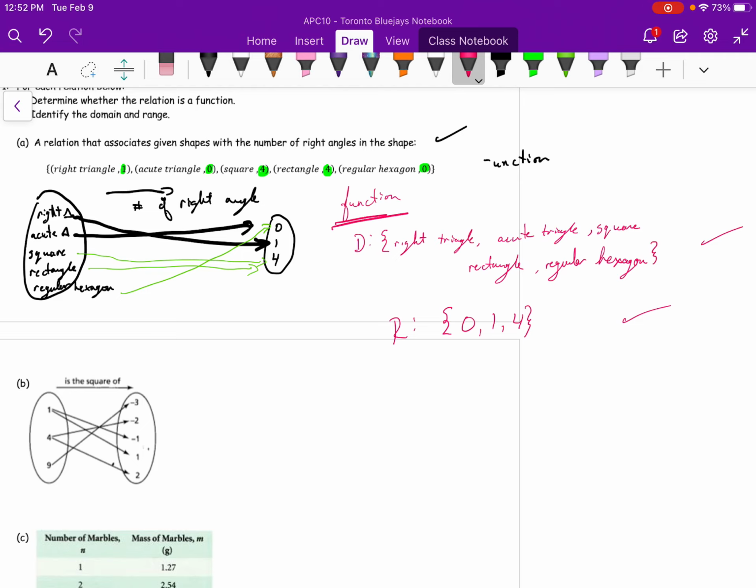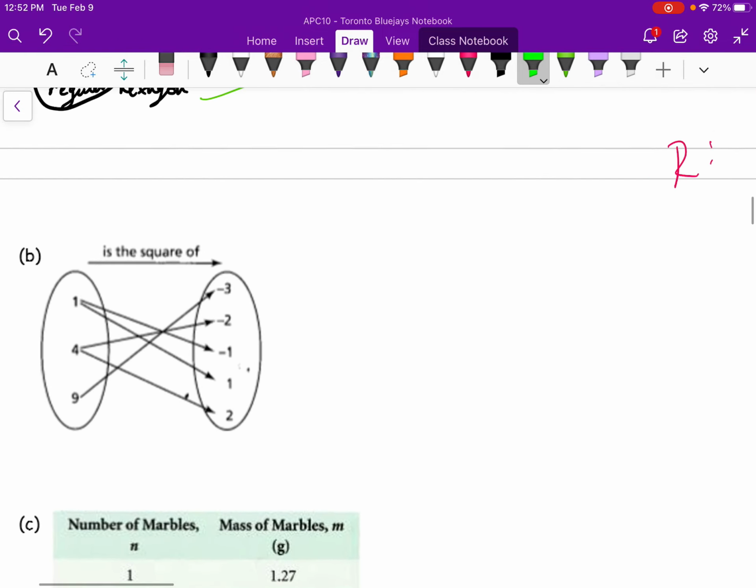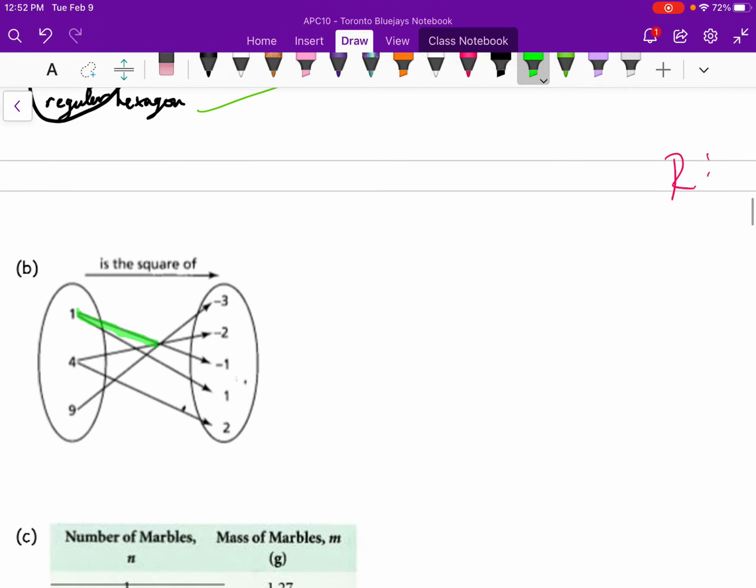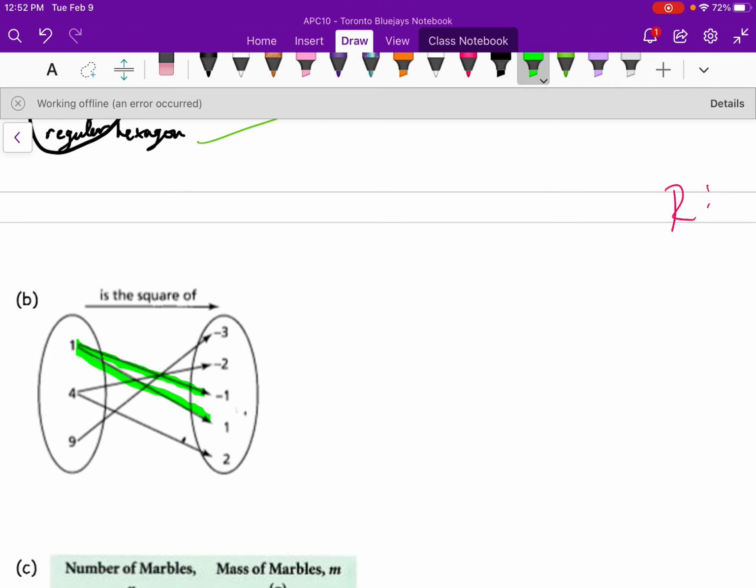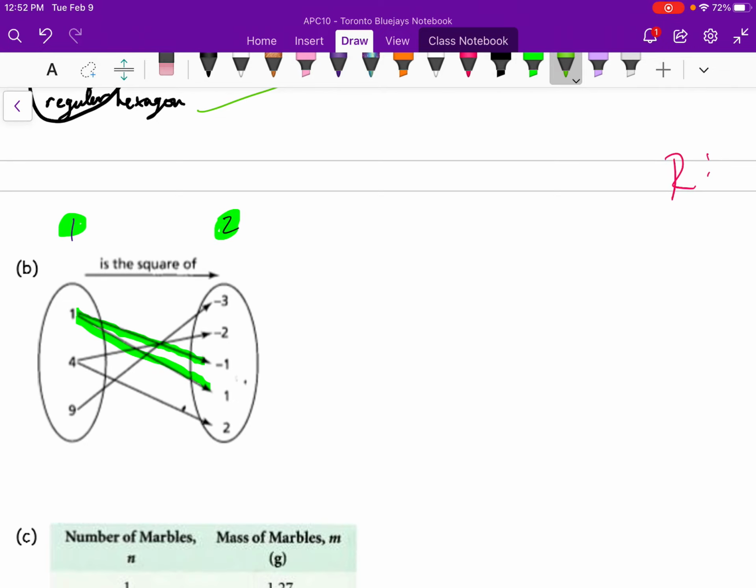So, this next one, is this a function? I'm looking at B. 1 is the square of two numbers, negative 1 and 1. As soon as you see one element in the domain mapping into two elements in the range, this is not a function. So I can actually stop there and just say not a function.